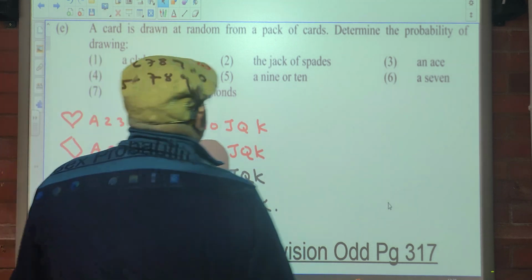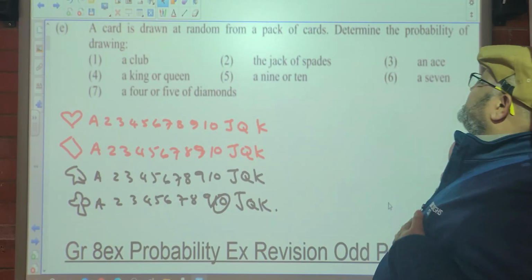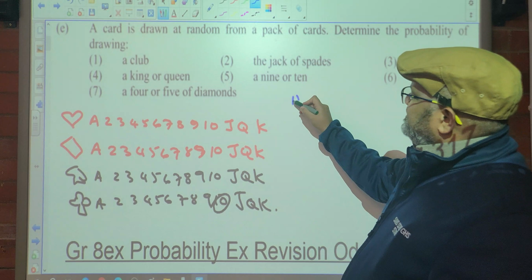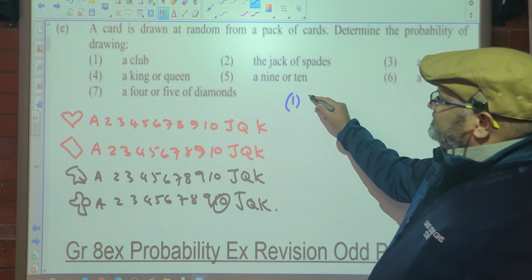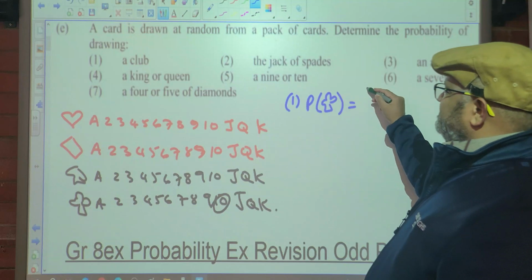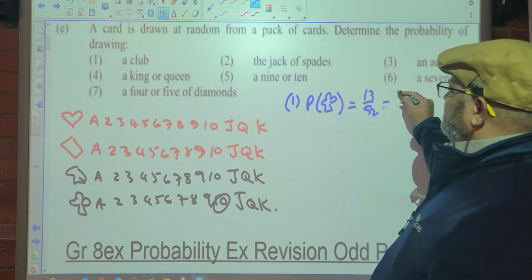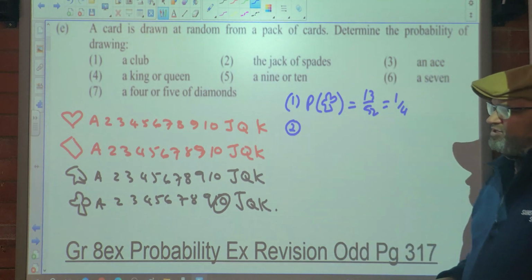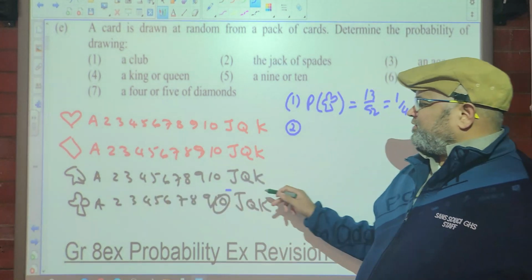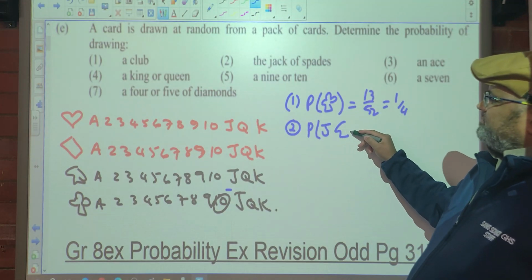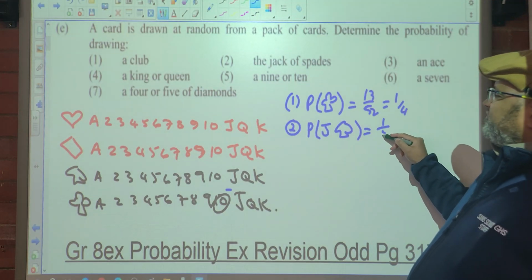A card is drawn at random from a pack of cards. Determine the probability of drawing a club. People, how many clubs are there? There are 13. The probability of a club is going to be 13 out of 52, which is a quarter. Number 2, a jack of spades. How many jacks of spades are there? 1. So it's 1 out of 52.